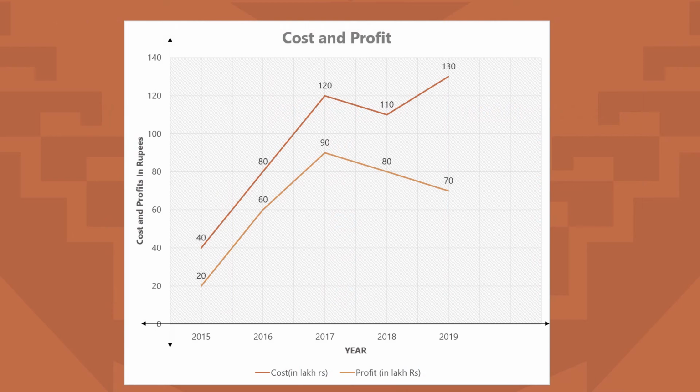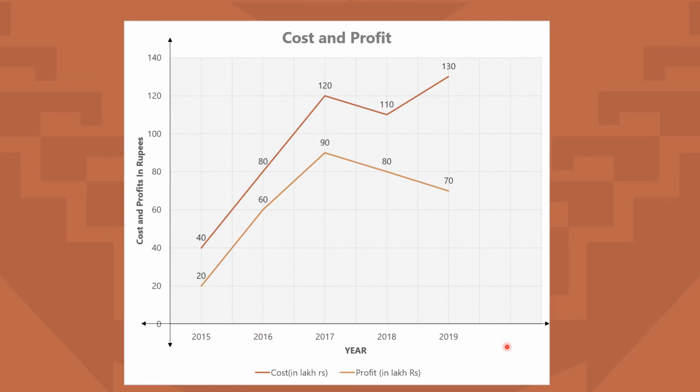So here we have the table that has been represented in the form of a graph or diagram. That means we have converted tabular representation of data to a diagrammatic representation of data. Here we have the two variables, cost and profit, that we saw in the table has been plotted along the y-axis along with the numerical values here, and you have the years plotted along the x-axis.